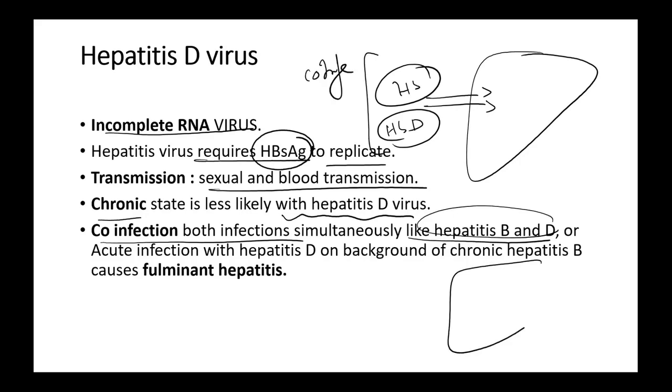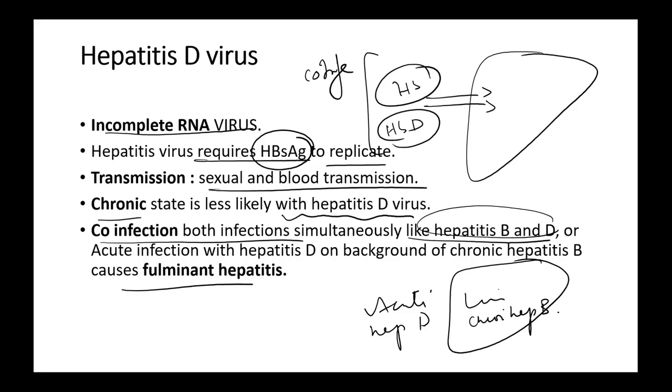Or sometimes there is an acute infection with hepatitis D in a patient who has chronic hepatitis B. That is basically a superimposed hepatitis D virus infection. In that kind of situation, fulminant hepatitis can develop, with liver failure.